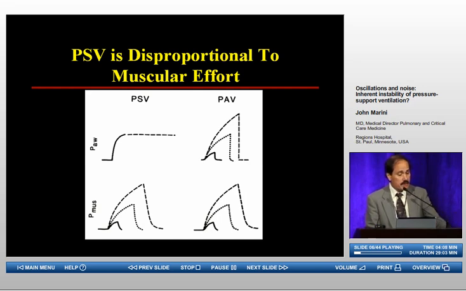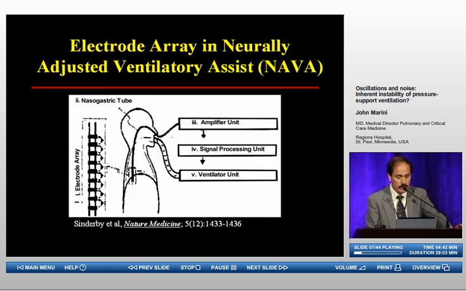Pressure support ventilation is disproportional to muscular effort, and this is a familiar slide to many of you comparing pressure support ventilation with proportional assist ventilation. And the point is that the muscular forces, 3 different muscular forces, are all met with the same airway pressure in pressure support ventilation. Proportional assist ventilation attempts to augment or decline the pressure in relation to the patient's efforts. And this is one very interesting approach, still hasn't been perfectly perfected for the clinical setting, I don't think, at this point. You'll hear much more about neurally adjusted ventilatory assist from Christer Sinderby.